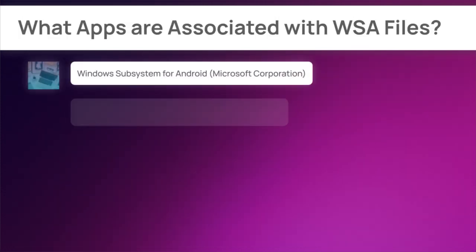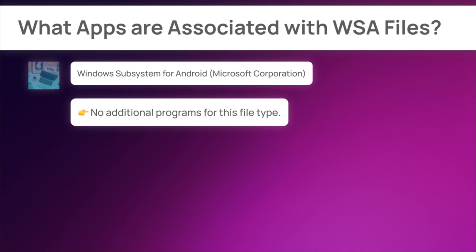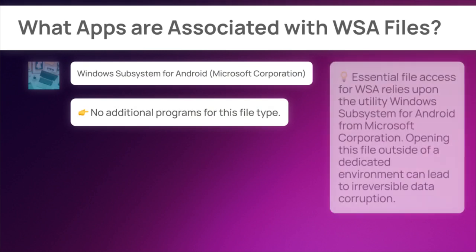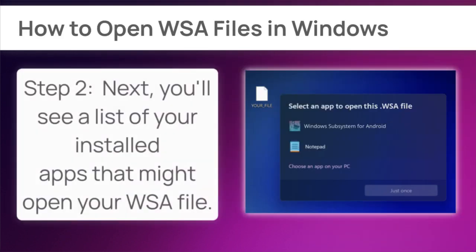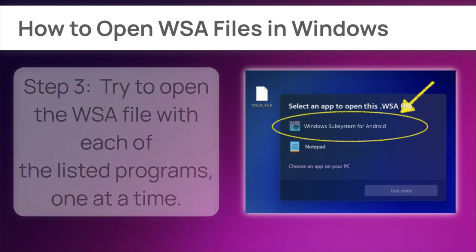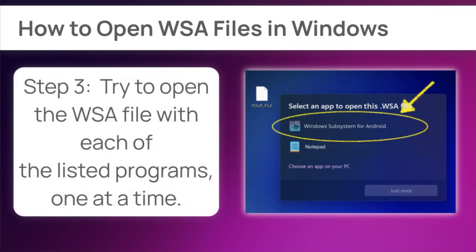To maintain file fidelity, use Windows Subsystem for Android, developed by Microsoft Corporation, to open WSA. Opening this file outside of a dedicated environment can lead to irreversible data corruption. Windows restricts access since changes can create boot or runtime issues. Your first step towards full access: right-click the WSA file and select Open With. If Windows Subsystem for Android is on your system, try that first. If not, try another option immediately.